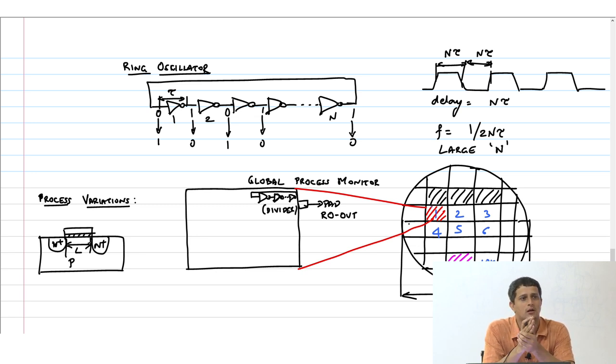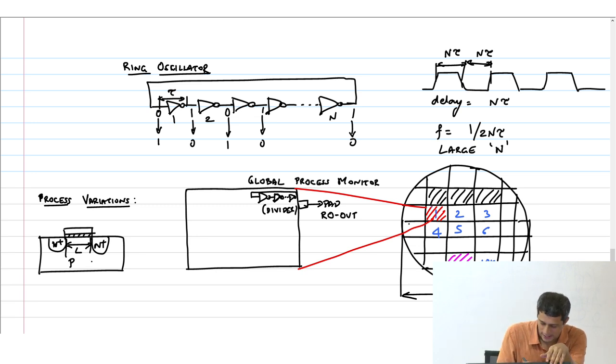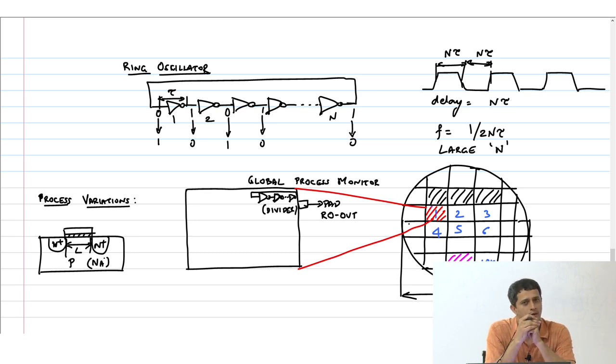Other thing is, we derived the expression for the VT, right? You remember it goes as square root of Na, where Na is basically the dopant concentration of the P substrate. Now it goes as square root of Na. We made a big assumption there that every dopant atom has got ionized appropriately, right? Under the channel, we are assuming that every single dopant atom has got ionized properly.